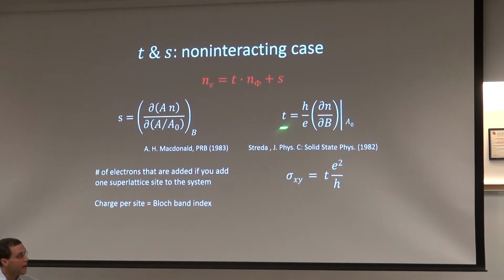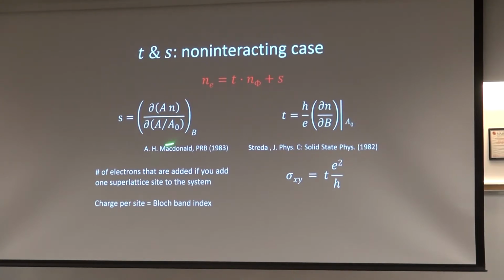T turns out, by some arguments about the incompressibility of these quantum Hall phases, just tells you the Hall conductivity, right? And that, of course, matches what we see in normal Landau level systems. And S is essentially the Bloch band filling index. It's telling you, if you were to remove a unit cell from the system, how much charge would you remove for the system? How much charge is glued to each unit cell of your periodic potential? Right? If you think about some tight binding model, that's just how many bands do you have filled? What's your Bloch band filling?